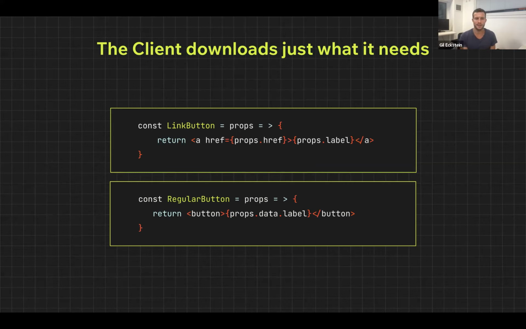So this is the example of the big button component split into link button, which only renders an href, and a regular button that only downloads and renders a button. And then I can choose which one I want to download, and run only the button that is actually used. And you can see that the href is already calculated in the prop. So where did I calculate the href, and where did I choose which button to download?